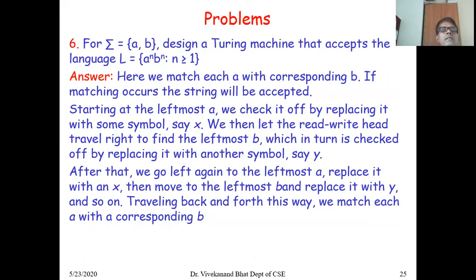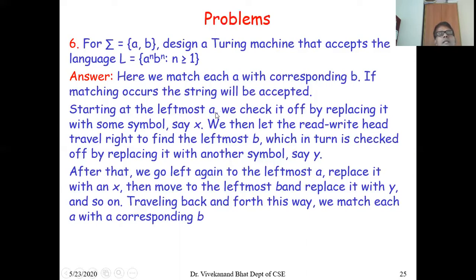So design a Turing machine that accepts the language a to the power of n, b to the power of n, n is greater than or equal to 1. Here the alphabet is {a, b}. In this language, we have an equal number of A's and B's, and the string will always start with A. And we have to match each A with the corresponding B.